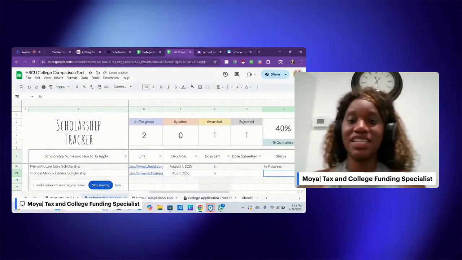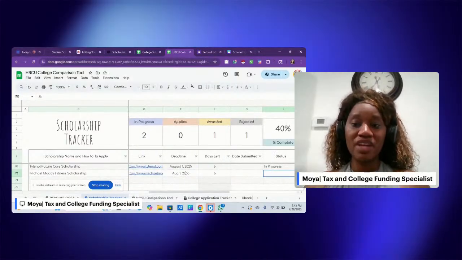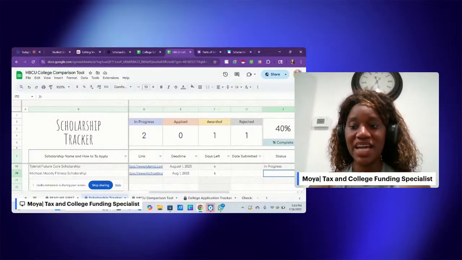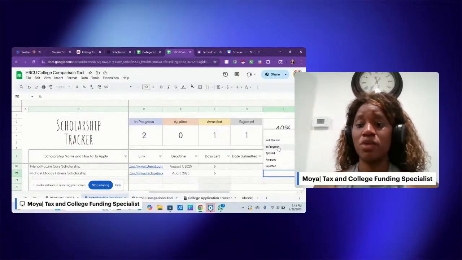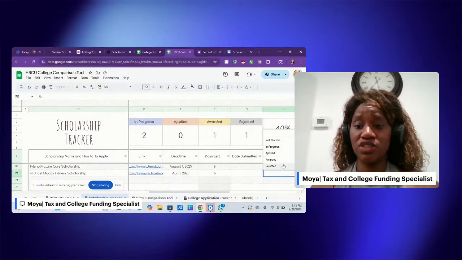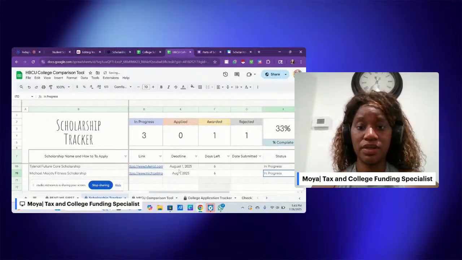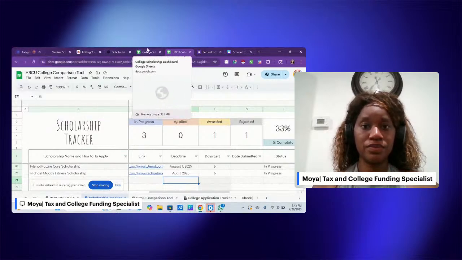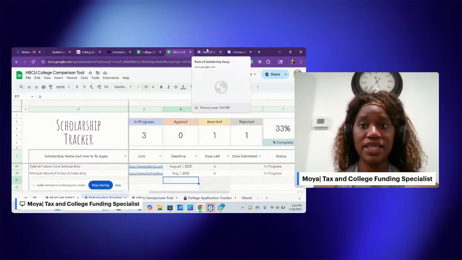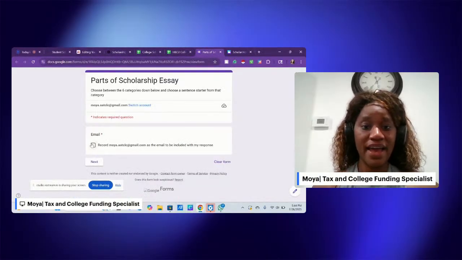The good thing is, I'll show you, if we edit it for you, you get it back within 24 to 72 hours. Okay. And then the status is in progress. So once you've applied, then you mark it applied. If it's awarded, if it's rejected, you have all of that there. Okay. So you have that, and then let's go ahead and get started.